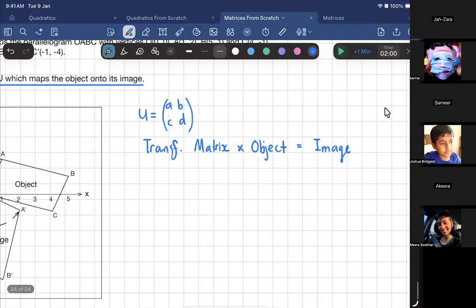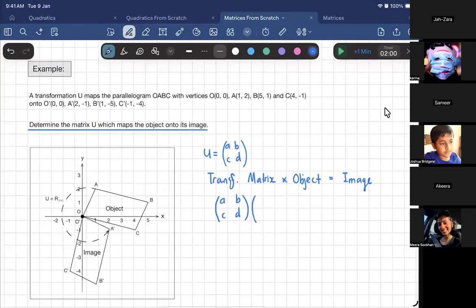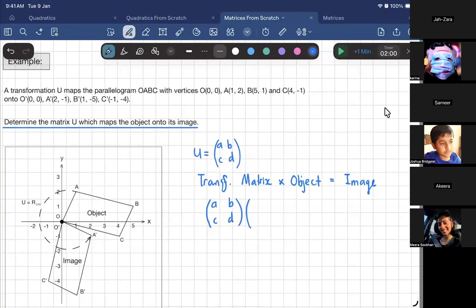Now, the transformation matrix, we don't know what it is, so we assumed some letters. So we're saying it's A, B, C, D. And we're going to multiply that by the object. I want you guys to look at the object and tell me the vertices. Look at the object, any question, and tell me the vertices for the object. 0, 0, 1, 2, 5, 1, 4, negative 1.